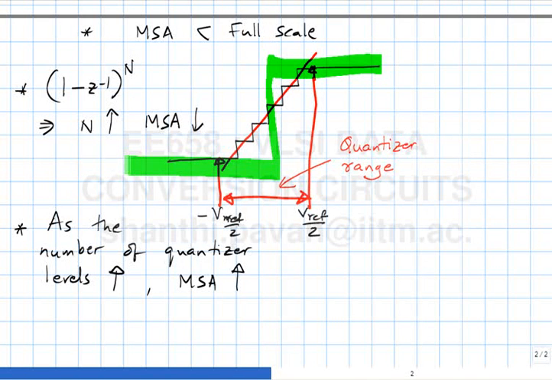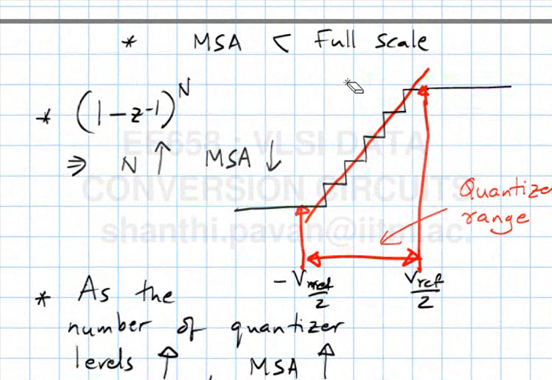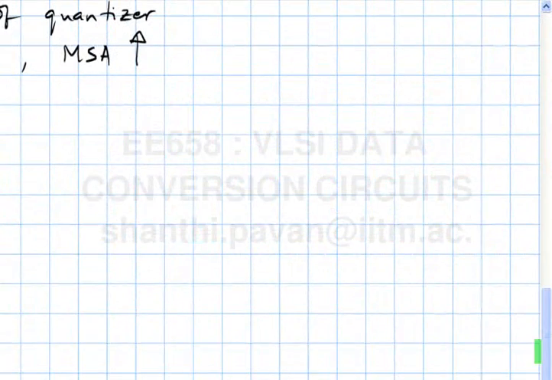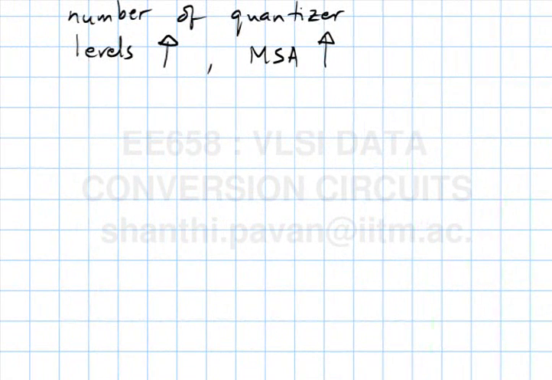But as you can imagine, as the number of levels becomes smaller and smaller, what do you think will happen to the maximum stable amplitude? It will decrease dramatically. So single bit modulators, which are actually very commonly used, have very, very small maximum stable amplitudes if the order is increased. Now, this problem has to be fixed, because if your full scale is Vref, it doesn't make any sense for the maximum stable amplitude of your modulator to be only 0.1 Vref.